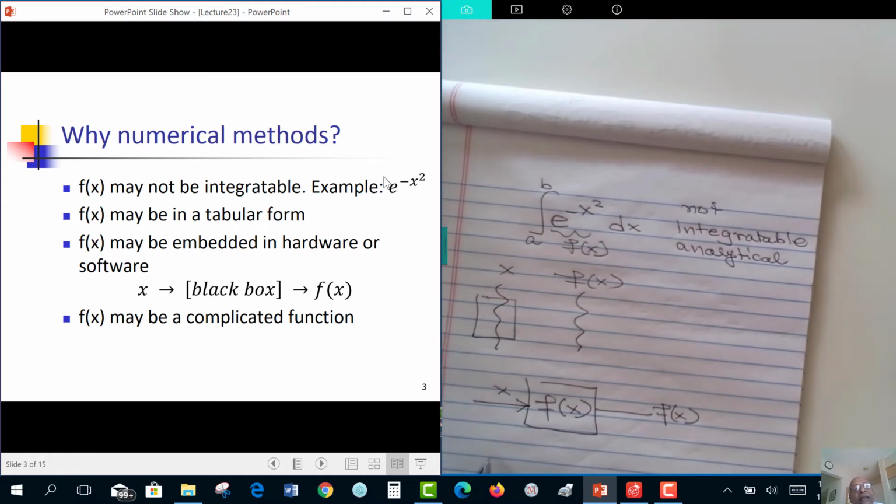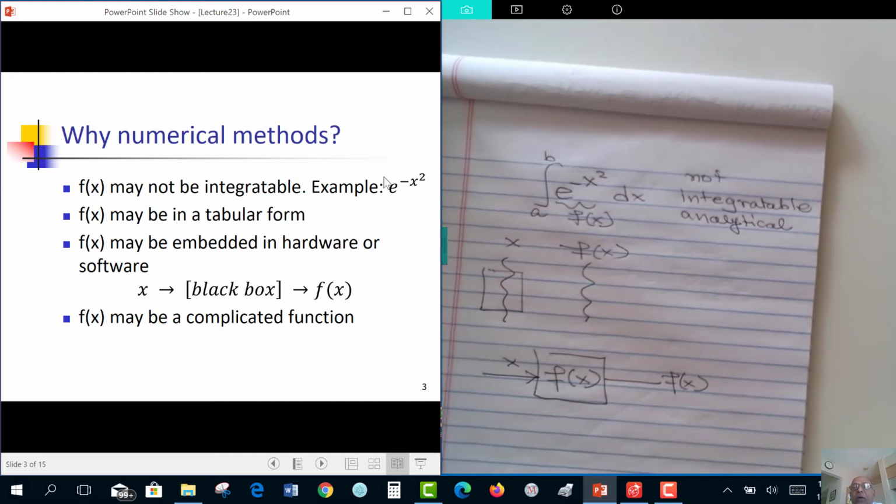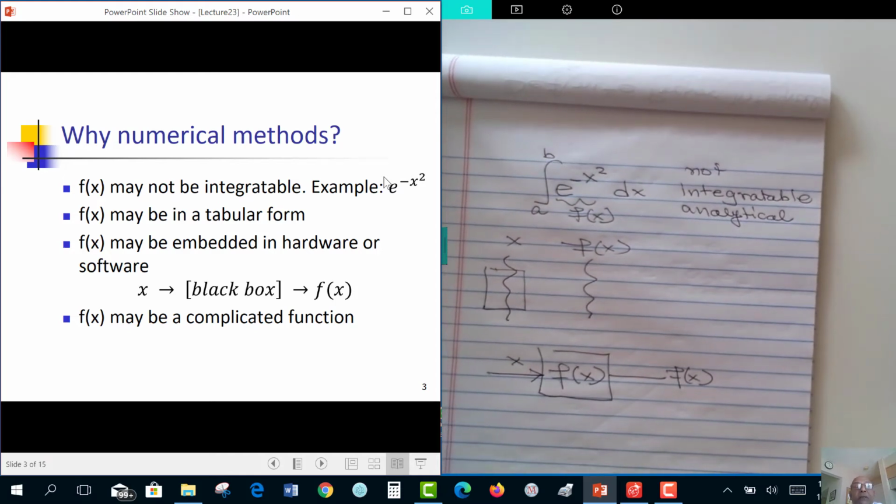And of course, last, it may be that the function is a very complicated function and you don't want to spend the time integrating it. All you want is an approximate integral value. So you can see we have a lot of reasons to use numerical methods for integration.